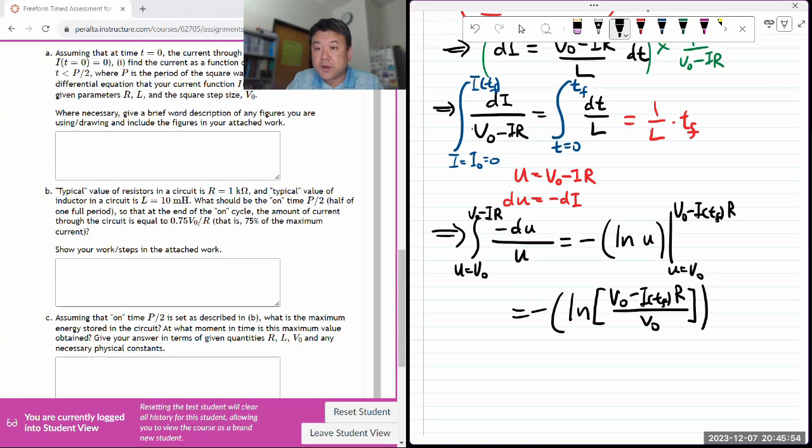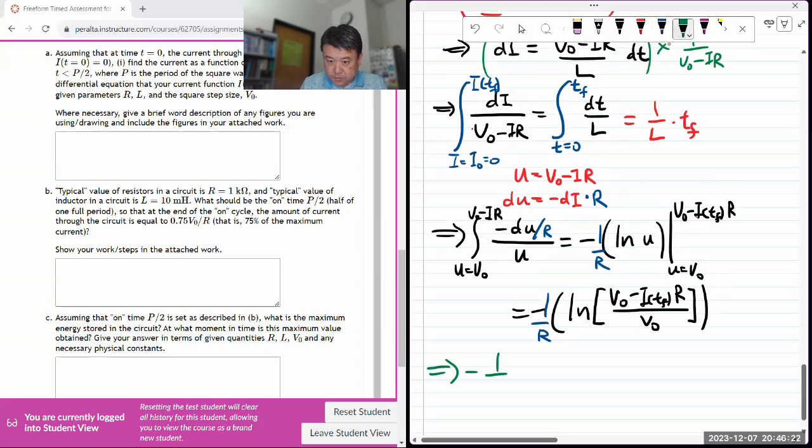Oh wait, sorry, I forgot a term. du was minus di times r. So for di, I should be substituting minus du over r. So here it was minus 1 over r. Yeah, I forgot that. So let me put this together. I have on the left hand side minus 1 over r natural log of the thing, equal to the right hand side, 1 over L t final.